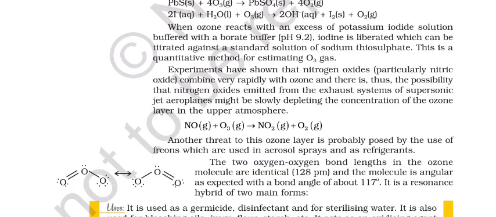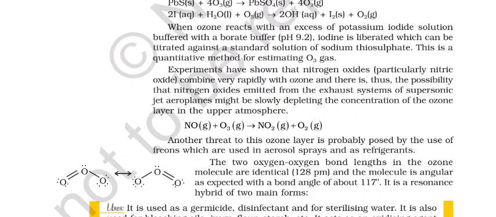When ozone reacts with excess of potassium iodide solution buffered with a borate buffer, iodine is liberated which can be titrated against a standard solution of sodium thiosulfate. This is a quantitative method for estimating O3 gas.